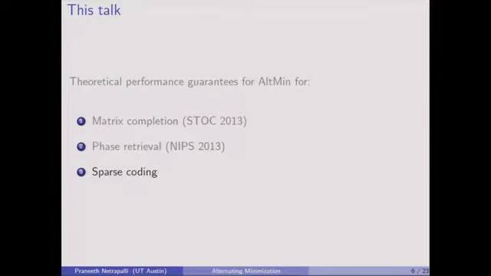The high level approach I mentioned is the same across all the three problems that we have worked on: coming up with an approximate initialization algorithm and then showing local convergence for alternating minimization. However, the details of how we prove this local convergence as well as the algorithms we need to design for initialization are quite different in each of these three settings. And so today I'll be talking about our work on the sparse coding problem.